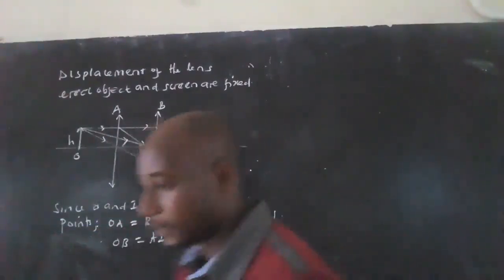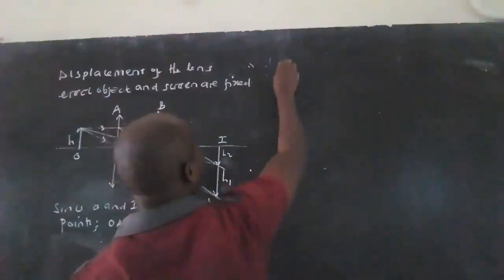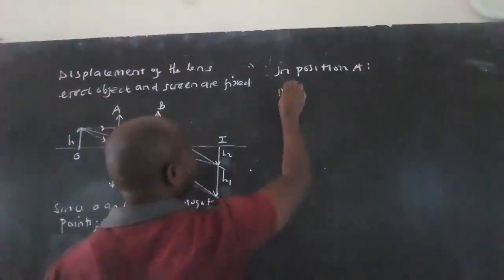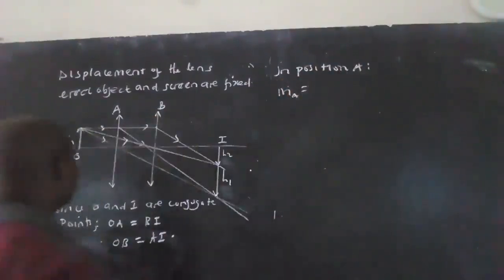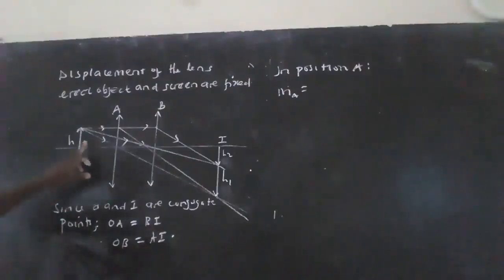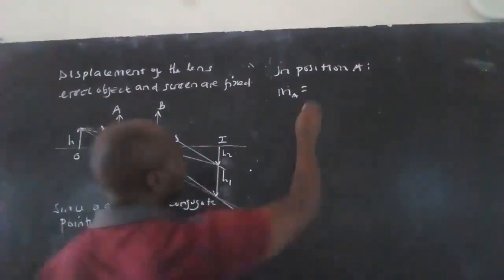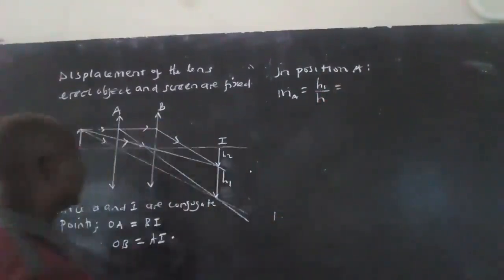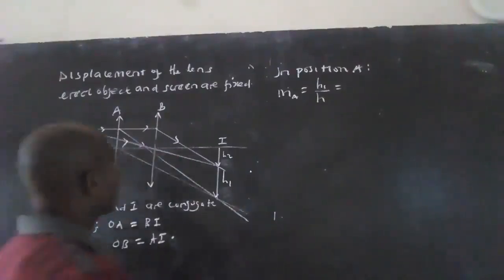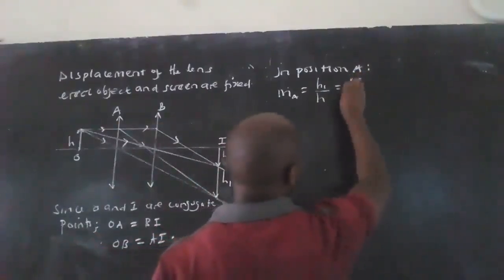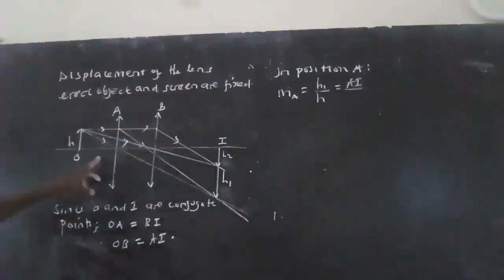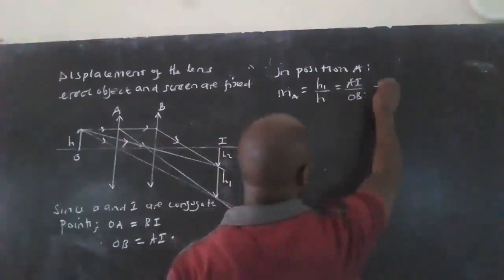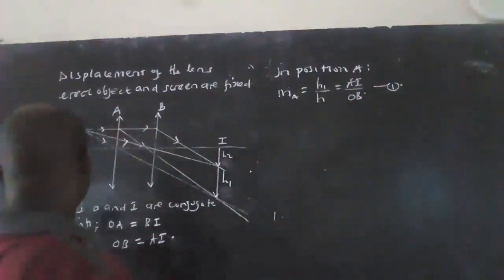Then from here we shall now say in position A, magnification in position A will become, remember, height of image over height of object. So height of image is H1, height of object is H, which is same as the image distance, that is AI, over the object distance. Our object distance is OB. Equation 1.